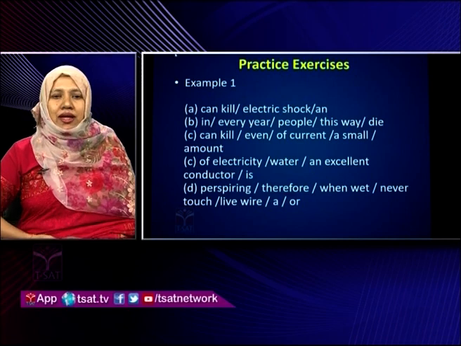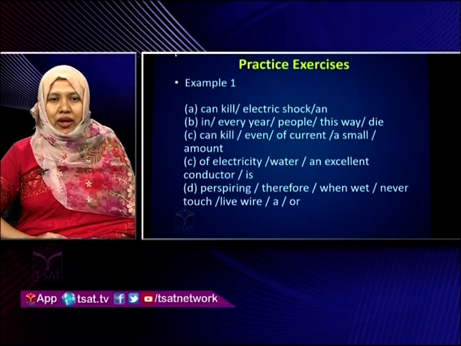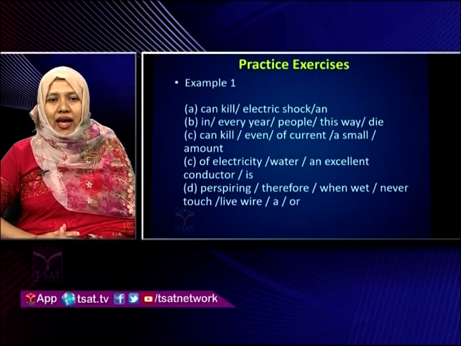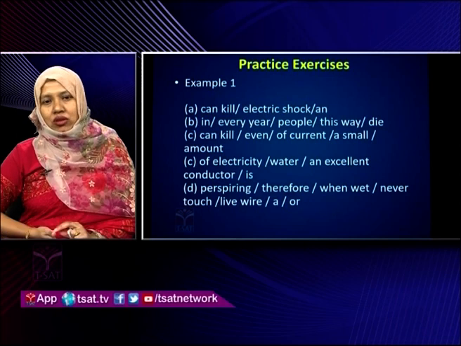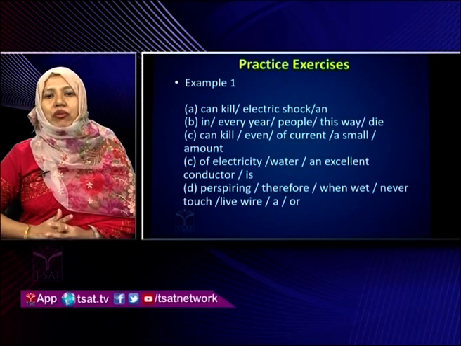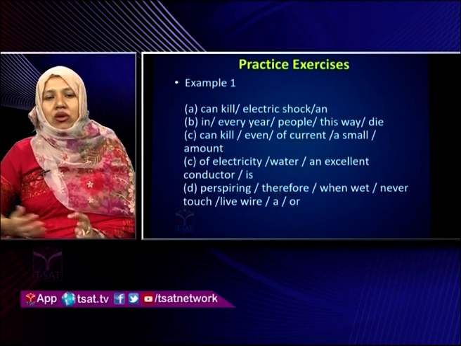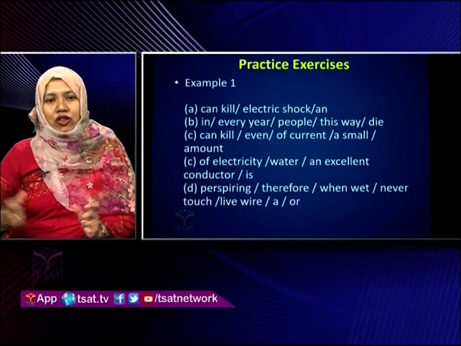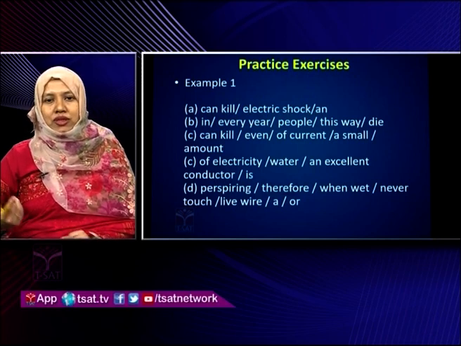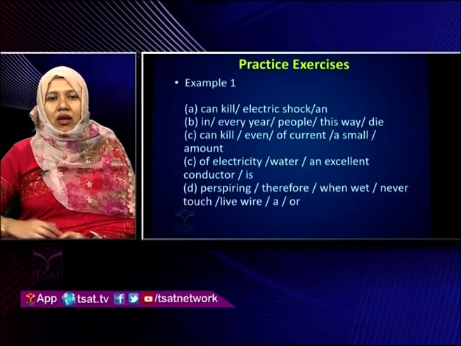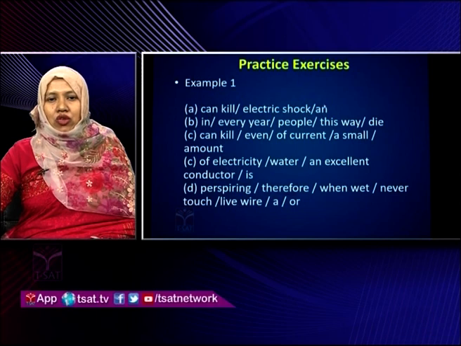Let us look at some examples here to practice. Can kill, electric shock, and. Let us start with small sentences so that it will be easy for you. Then as we go practicing, we can increase the length of the sentence, or we can move from simple to complex. Can kill, electric shock, and.